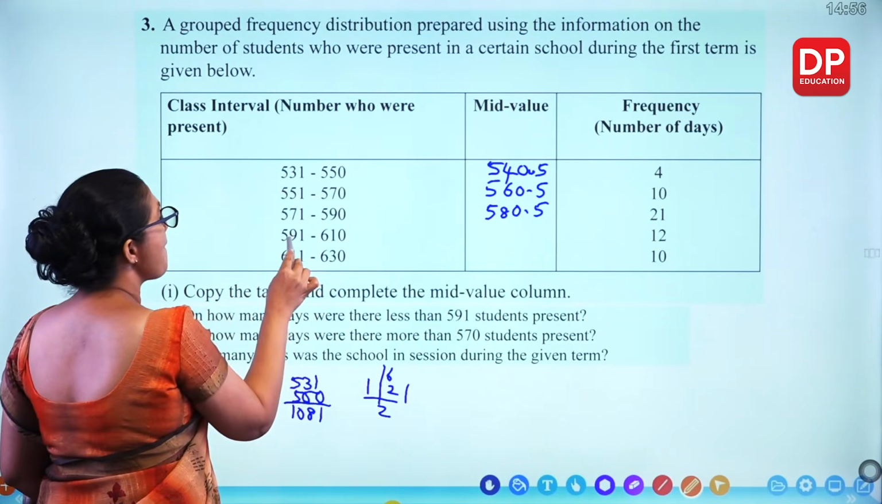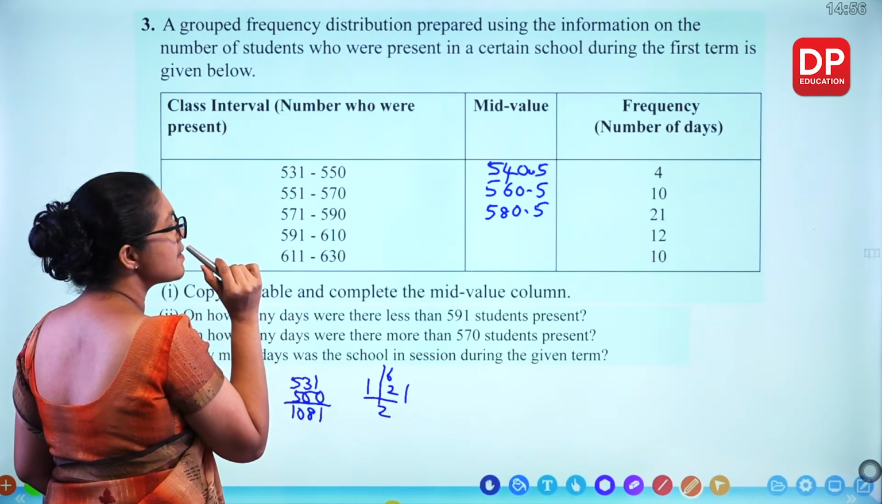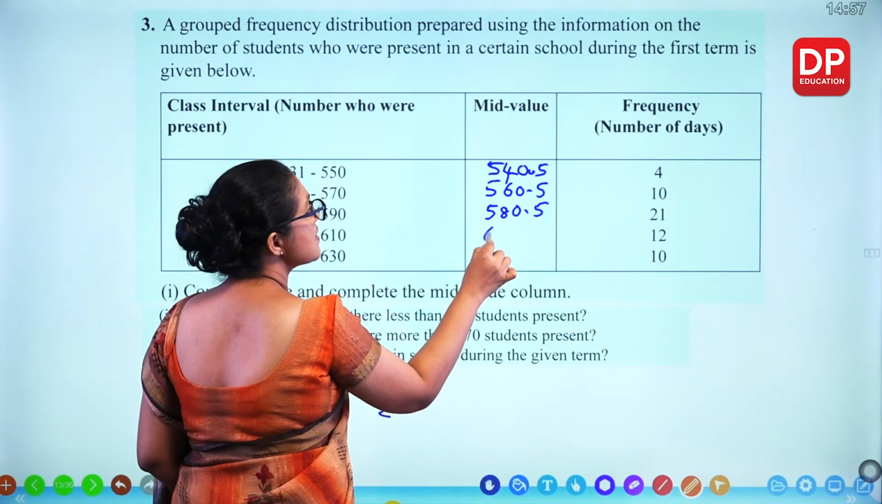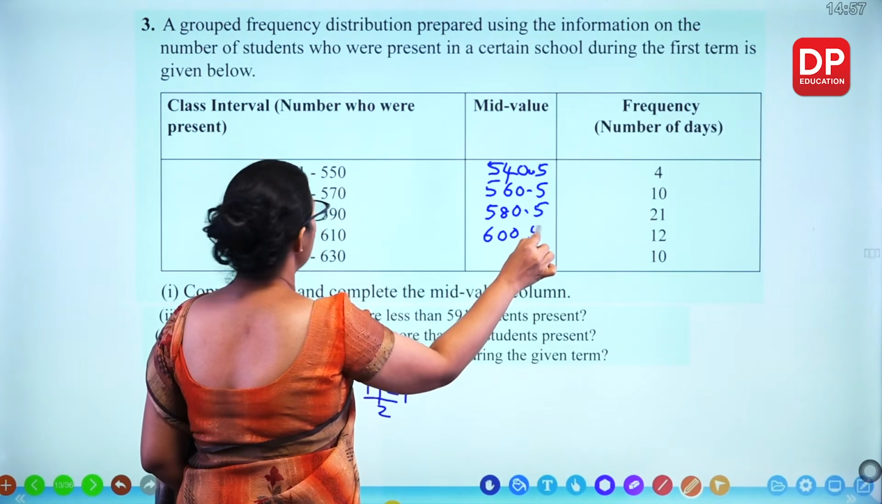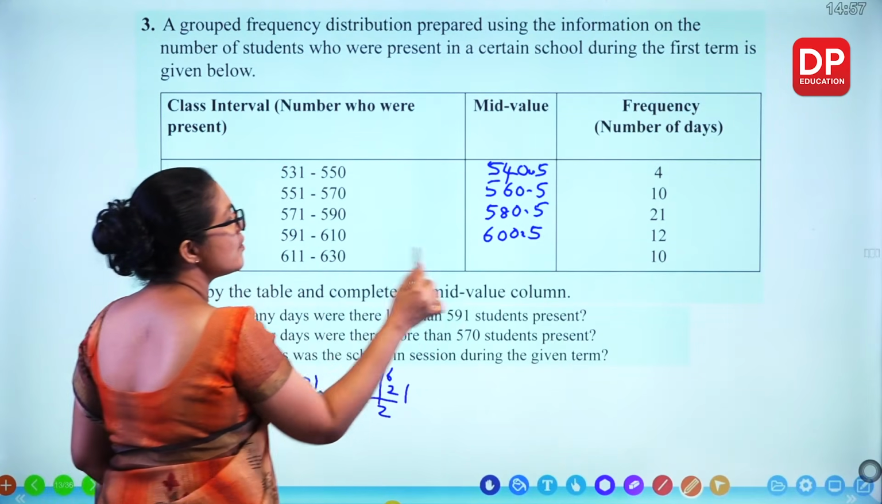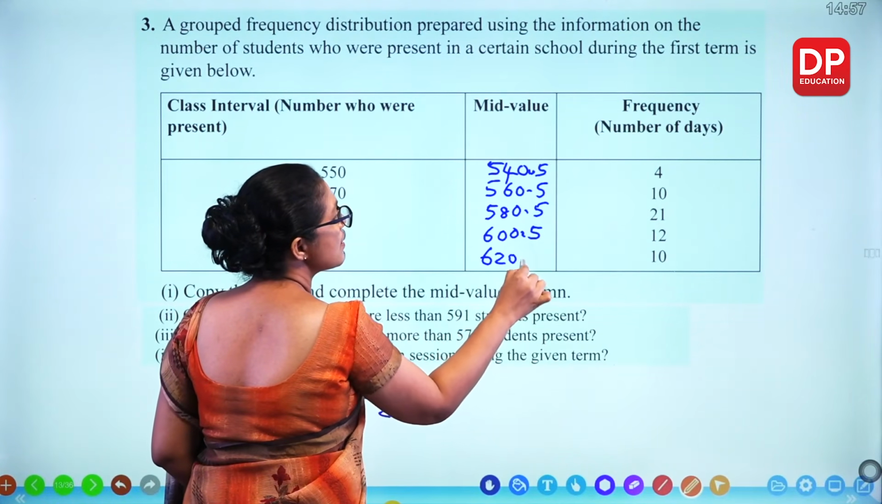This one 600.5. Add 20 to that, you get 620.5.